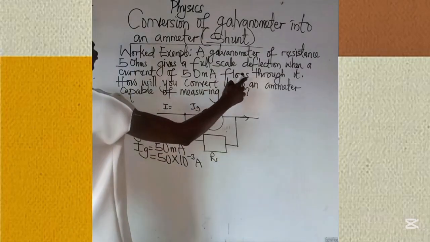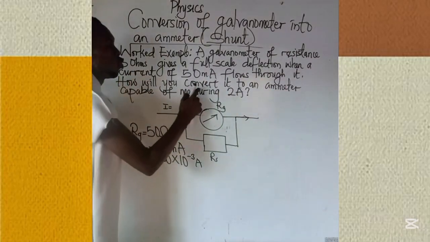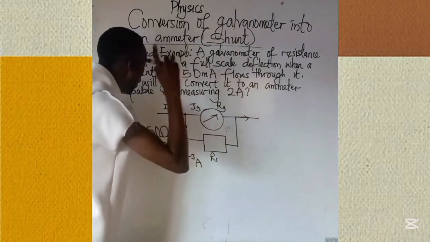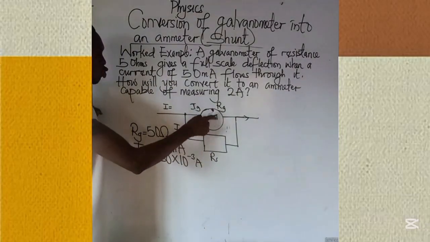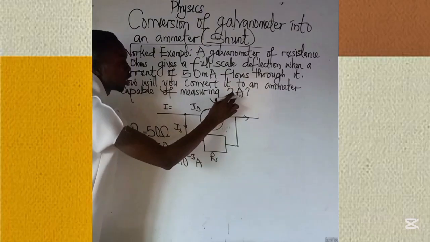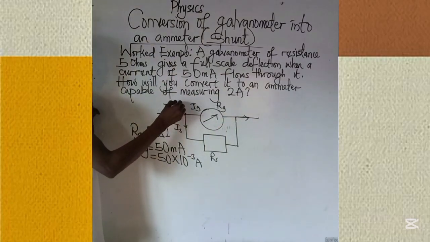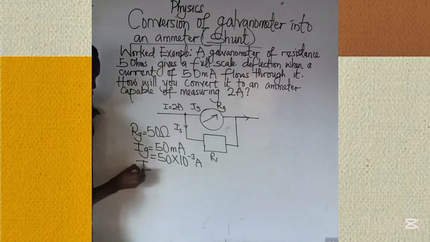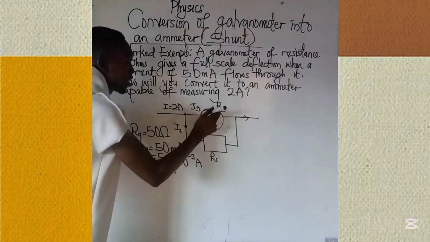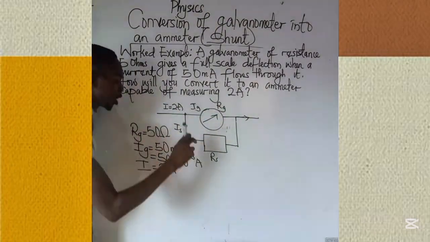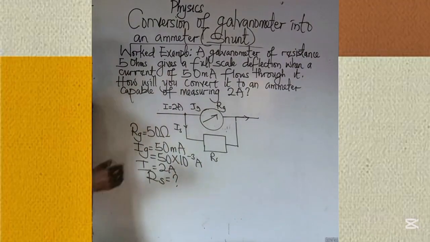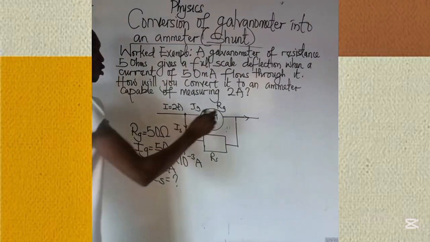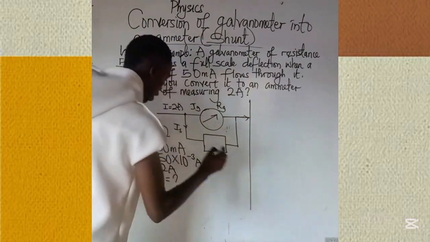So let's continue. How will you convert this galvanometer to an ammeter capable of measuring 2 ampere? So the current in the circuit is what? 2 ampere. So how are you going to convert this galvanometer to an ammeter? That means you should find the shunt. So of course we are looking for the shunt. All right. So without wasting time, let's calculate the shunt.